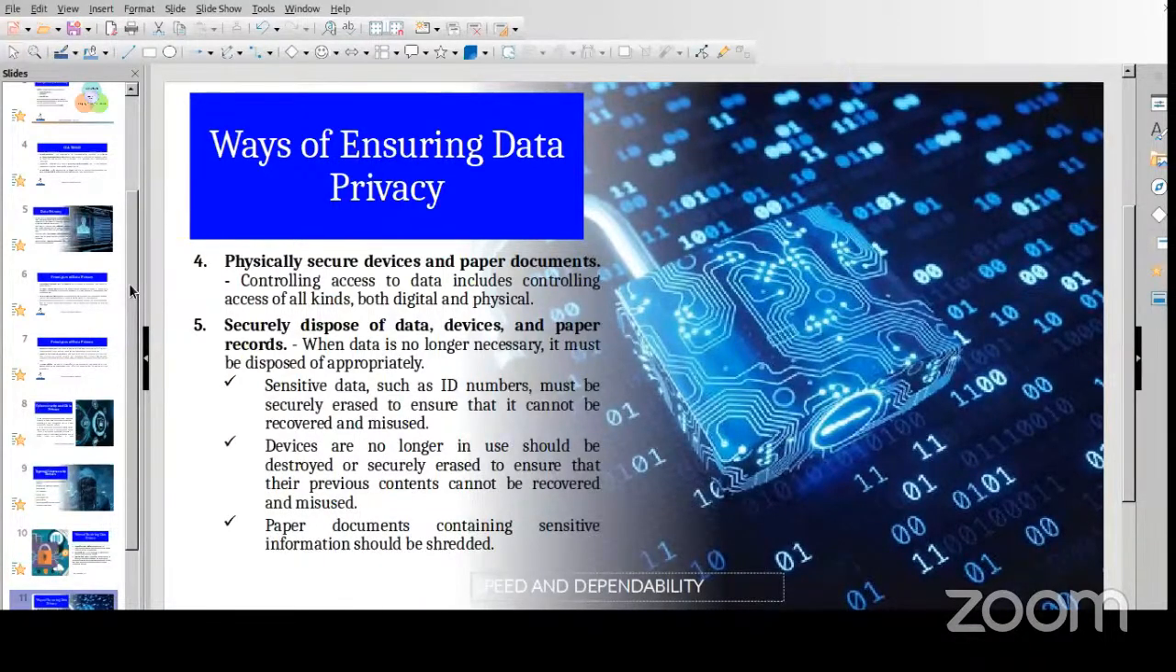Okay, so as they wait for them to comment, another way of ensuring data privacy is physically securing devices and paper documents. A lot of organizations are heavily reliant on paper trails. So controlling access to data includes controlling access to all kinds, both digital and physical.